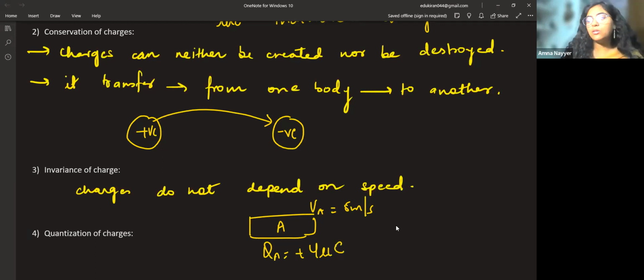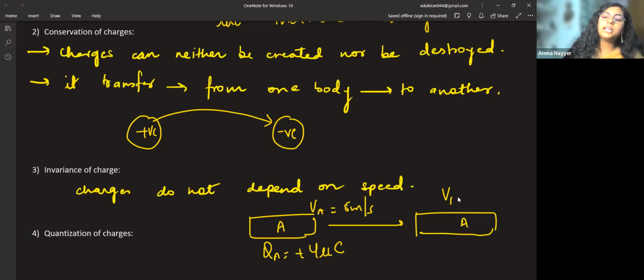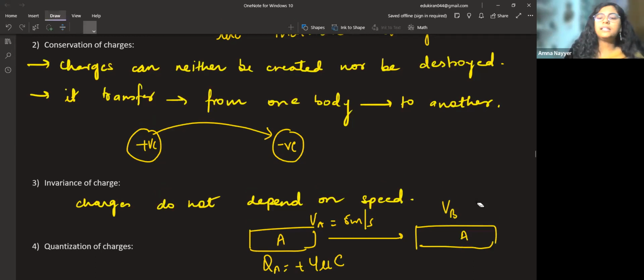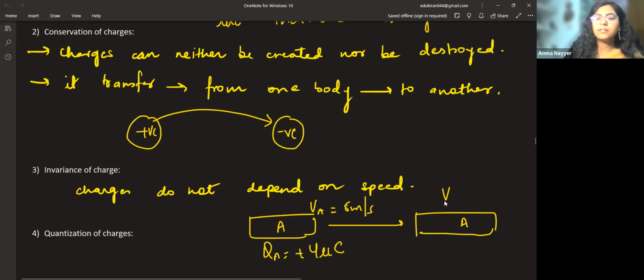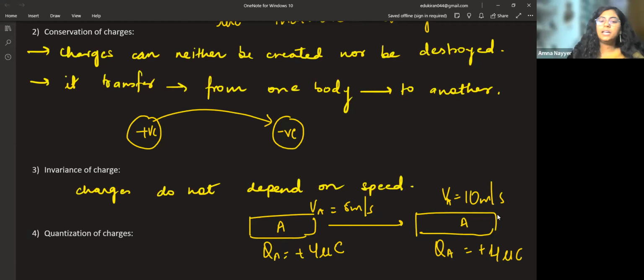Fine. Now slowly the speed of this body increased. This A speed increased, and from VA 5 meter per second, the speed increased to, let's say, 10 meter per second. So if the speed is doubling, the charge shouldn't be now 8 microcoulomb. No, charge will be still +4 microcoulomb. We just know the fact that transfer of charges will occur, then only the charge distribution will occur. Otherwise, the charges do not depend upon the speed.